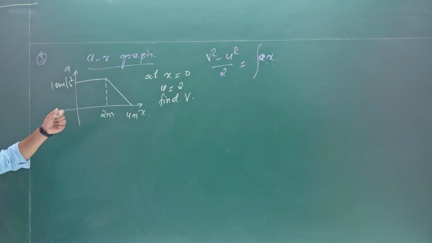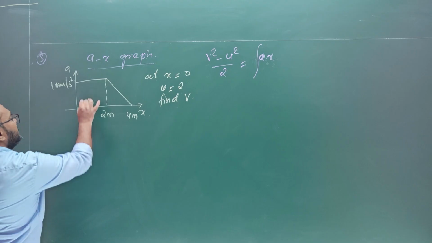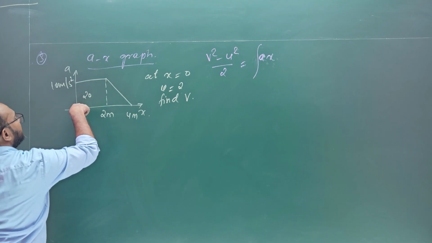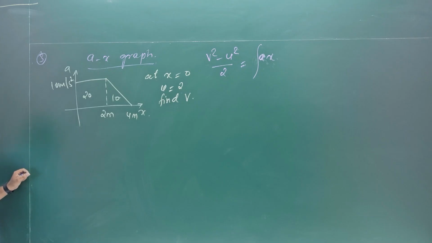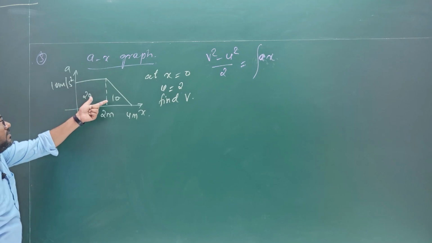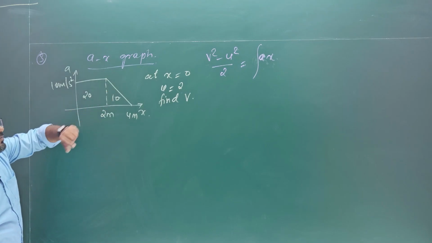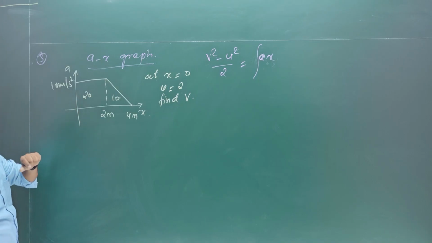Then how do we generally attempt such kind of questions? What is the area over here? Can I say this area is 20? Again, this area is 10 and this is 10. Yes or no? So generally the area that we got is 30. Do we have initial velocity? Yes. Can we find the final velocity?